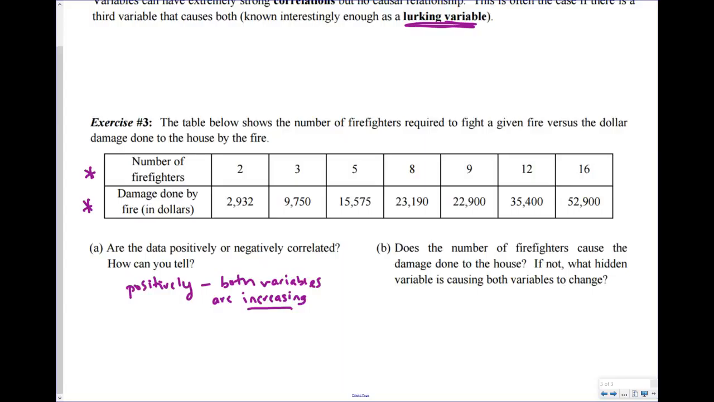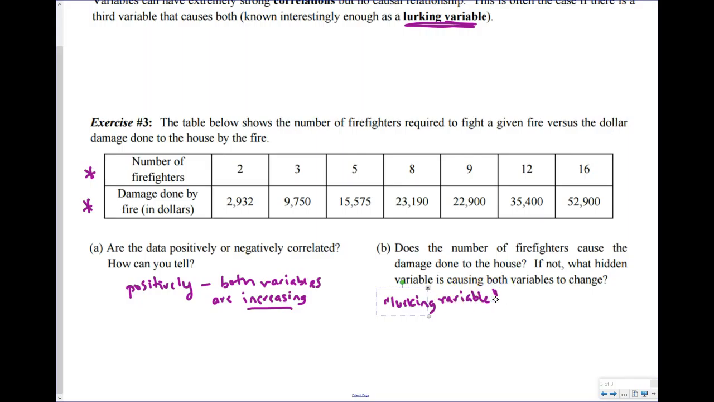Okay? And B, we have to think about this. Does the number of firefighters cause the damage done to the house? Meaning, if I call 2 firefighters to put out my fire, will that do less damage than if I call 10 firefighters to fight my fire? Well, no, not in real life. If I have more firefighters, I should be putting the fire out. So what's happening in this situation right here? What's actually going on? There's something called a lurking variable here.